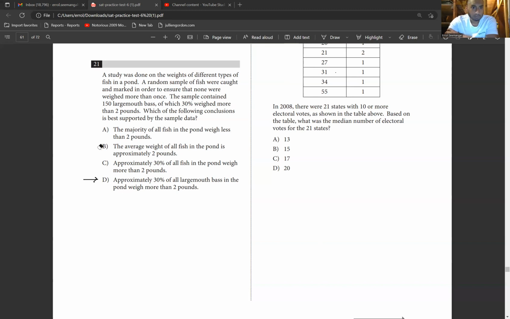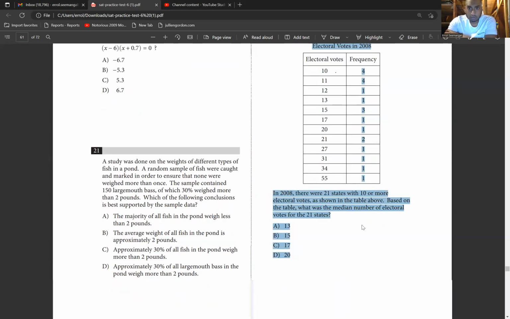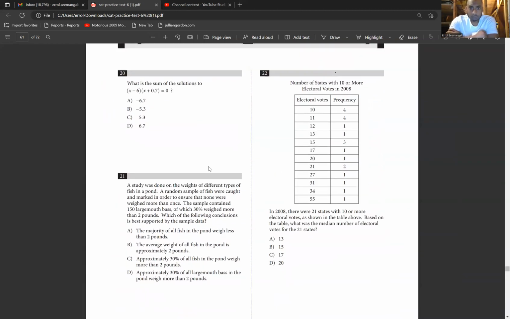22. The number of states with 10 or more electoral votes in 2008, electoral votes, frequency. In 2008, there were 21 states with 10 or more electoral votes, as shown in the table above. Based on the table, what was the median number of electoral votes for the 21 states?